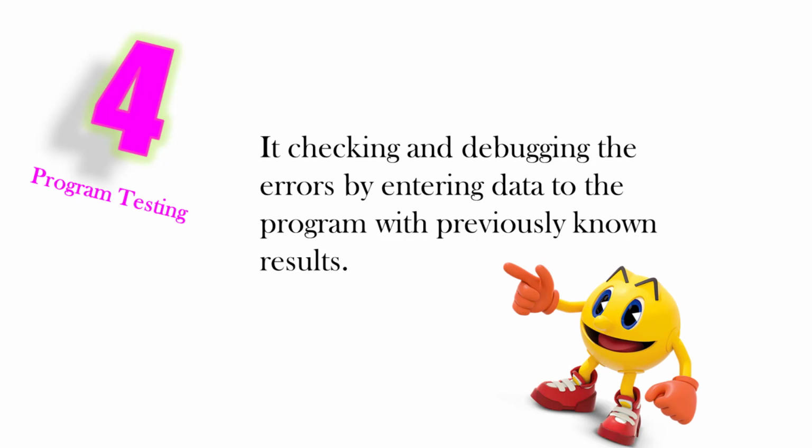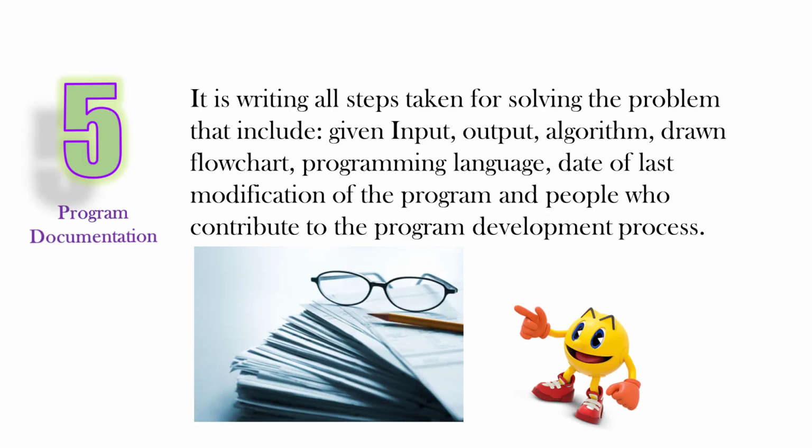Now let's move to the 5th and last stage, which is program documentation. In this stage, we write down all the steps taken for solving the problem that include given input, required output, plan for solving the problem, which is the algorithm in our case, the drawn flowchart, the programming language used for coding and instructions, date of last modification of the program, and people who are involved in the program development process to have the program documented to go back for feedback and correction.